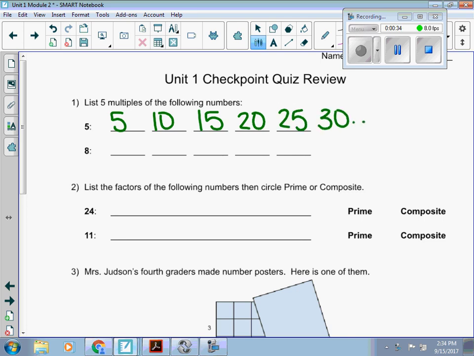And they go on and on and on. They can be any number where 5 can get to that number. And for the second one, where 8 can get to that number. So 8, 16, 24, 32, 40, 48, and it continues on.